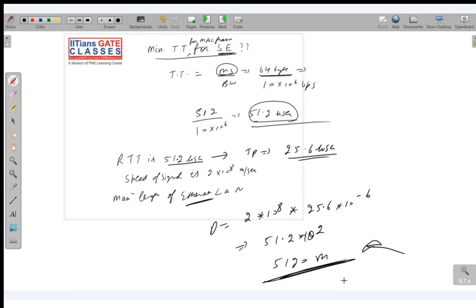They will just try to confuse you, so you should not get confused. You should know the basic idea of how to solve the basic numericals. RTT is given to us as 51.2 microseconds. From this you can calculate the propagation time. Speed of signal is given, and they are asking for the maximum length of the Ethernet LAN. They have just introduced the word Ethernet to confuse you. You might keep thinking there is some formula, but there is no need of a formula. You just need basic mathematics: distance is equal to speed into time. Multiply it, and you will get the answer 5120 meters. That's it.